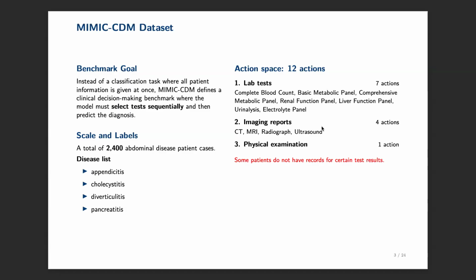The model can choose from 12 diagnostic actions, including 7 lab test groups, 4 testing report types, and finally, physical examination. So in this benchmark, the model typically starts with limited information and sequentially chooses which action to take next until it performs a diagnosis.